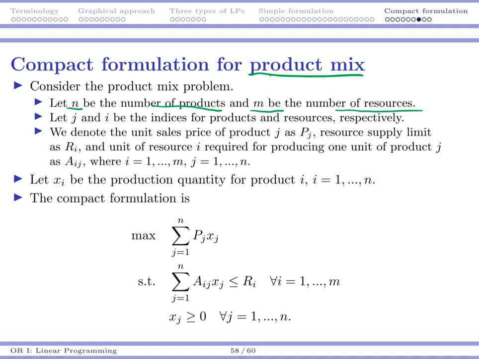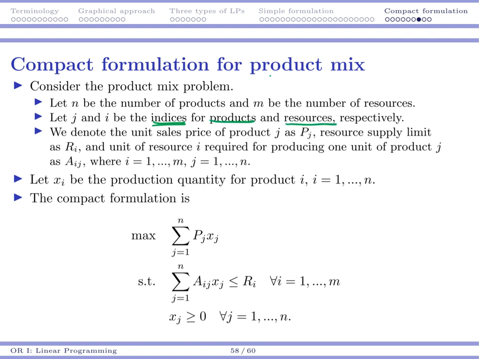Okay, m different types of resources. So n and m can be any number. If you are running a semiconductor fab, then n may be thousands, and m may be also thousands. Okay, so we are going to use j and i to be the indexes for products and resources respectively.